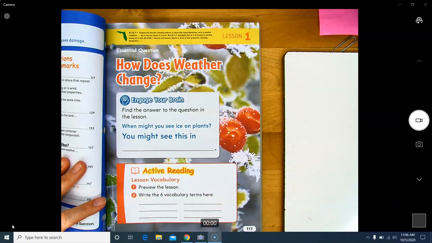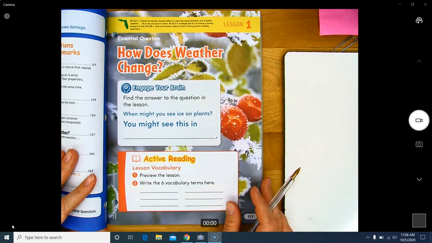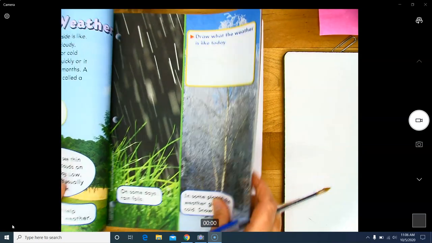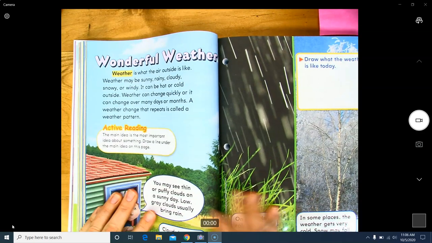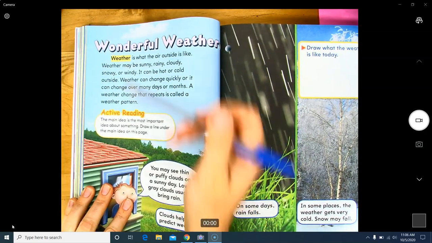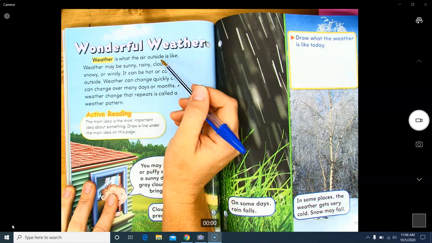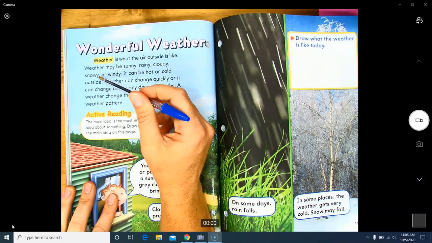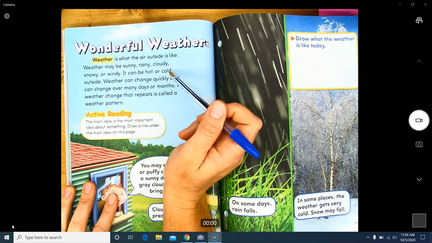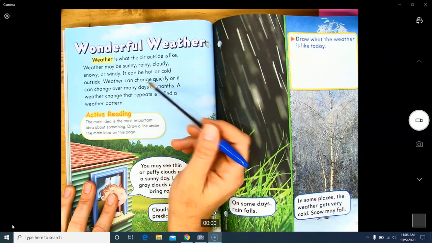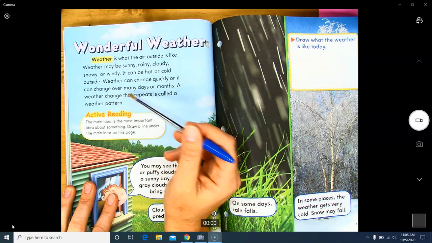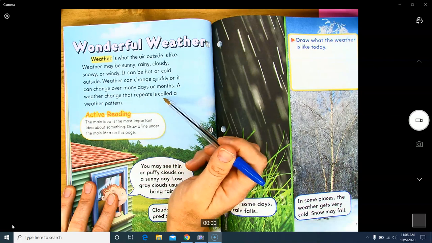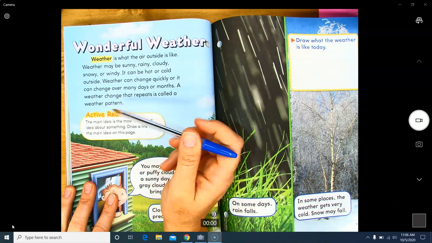There are six vocabulary terms in this lesson. Okay. Wonderful weather. Weather is what the air outside is like. Weather may be sunny, rainy, cloudy, snowy, or windy. It can be hot or cold outside. Weather can change quickly or it can change over many days or months. A weather change that repeats is called a weather pattern.